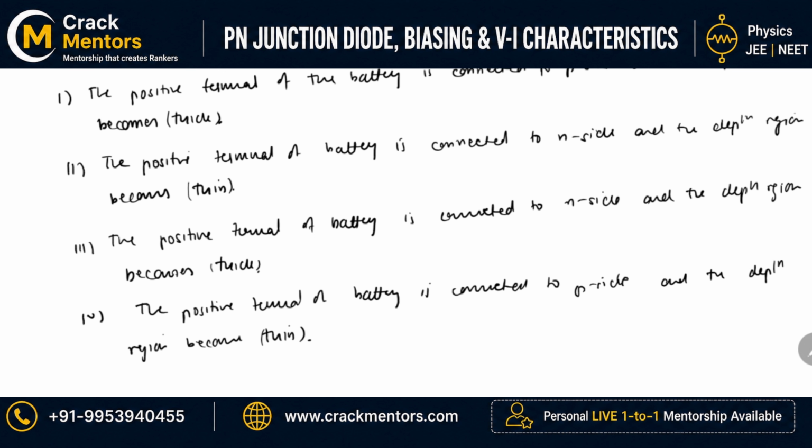So when you read it, in forward bias, the P side is toward the high potential and the N side is toward the lower potential. So you will find here that the positive terminal is toward the P side. So these two are wrong. What is left? Option number 1 and option number 4. It says that the depletion region becomes thick or thin. Well, the answer is option number 4, because the depletion region becomes thin.